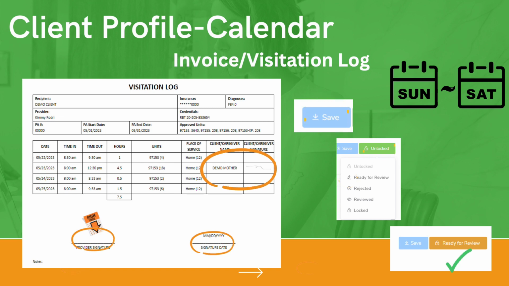Upon opening the visitation log, you can verify if all the necessary signatures for each visit have been collected. Then, you can proceed to sign and date the document. Finally, you will save the document and change its status from unlocked to ready for review by selecting the corresponding option. The visitation log follows the Sunday to Saturday format, which aligns with Medicaid's definition of a week.